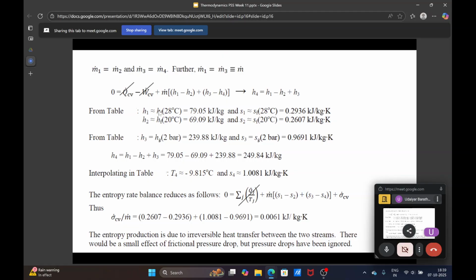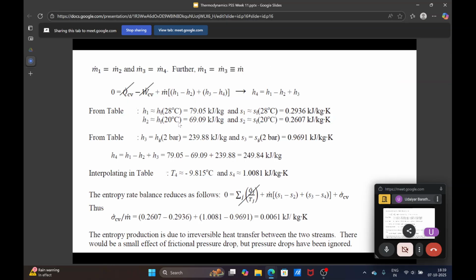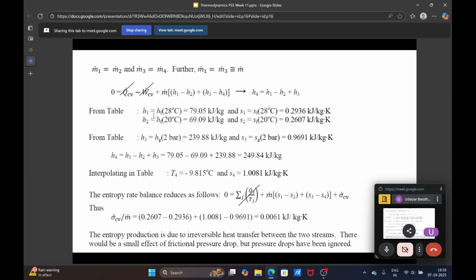So h1 is at 12 bar and 28 degrees Celsius, and h2 at 12 bar and 20 degrees Celsius. Assuming both are in subcooled condition, 28 and 20 will be subcooled corresponding to 12 bar for refrigerant R22. So we can straight away look up saturated liquid enthalpies corresponding to saturated temperature of 28 degrees Celsius and 20 degrees Celsius. That gives you the enthalpy and entropy.